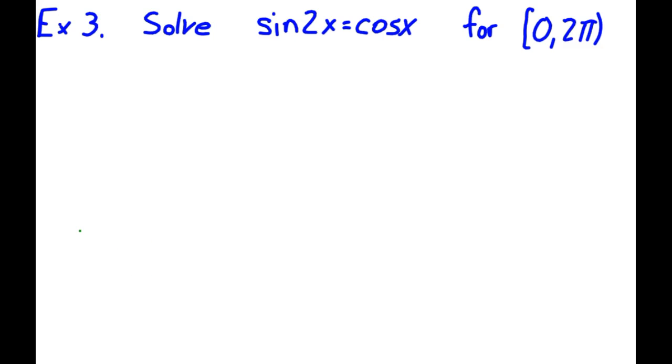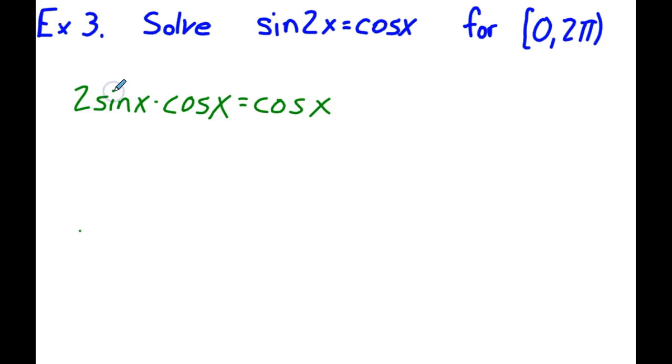Example 3, we want to solve sine of 2x equals cosine of x on the interval from 0 to 2 pi. So the first thing we have to do is use a double angle identity for sine of 2x and rewrite this expression. Sine of 2x is equal to 2 times the sine of x times the cosine of x, and that is equal to the cosine of x.